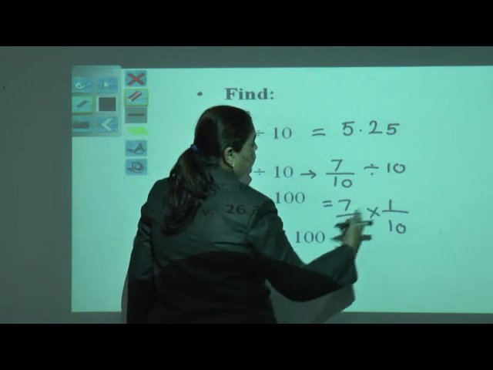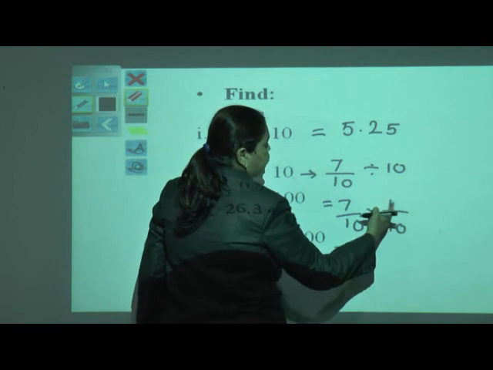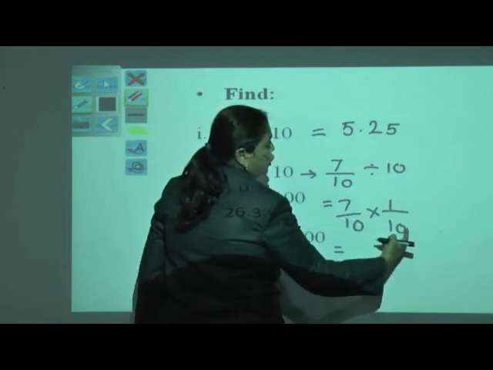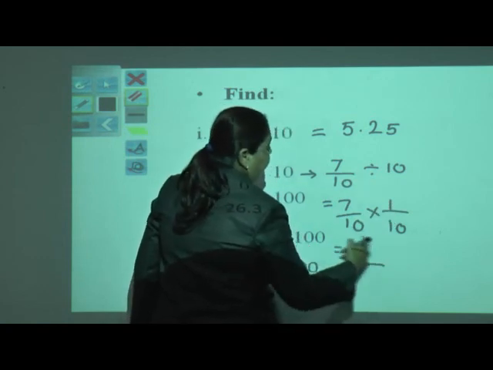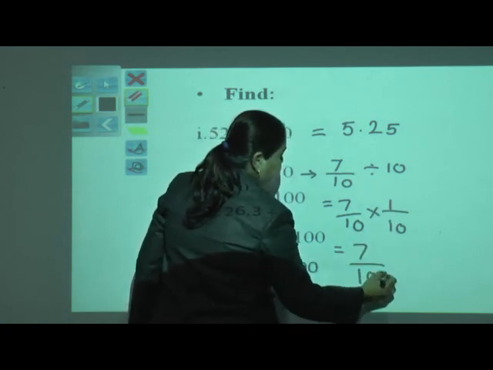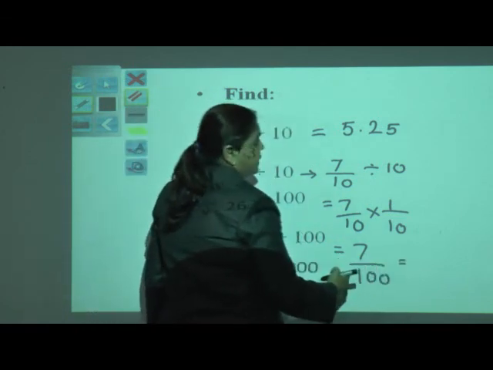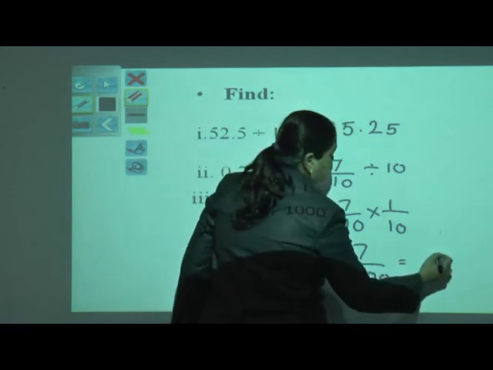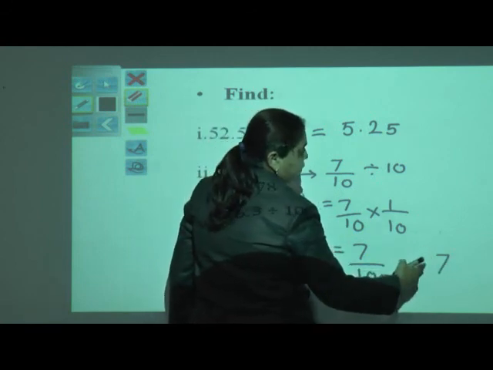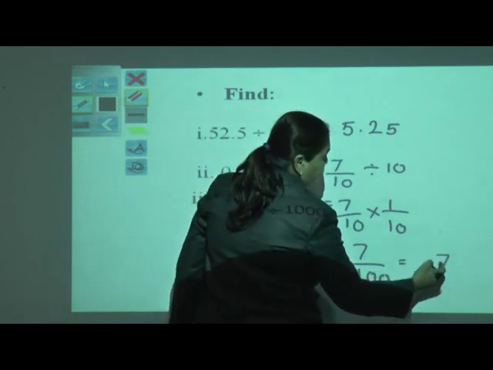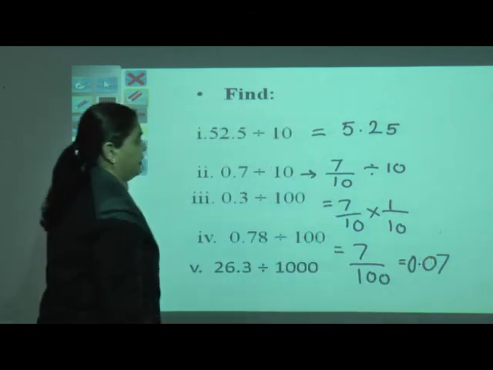So what will be here? Now we are unable to reduce, so we write as it is. In the numerator we multiply, and in the denominator we multiply. That is 7 ones are 7, 10 tens are 100. Now this fraction we can write in decimal form. The number we have is 7, and we have 2 zeros. We have to leave 2 digits from the right-hand side. This is my 1, this is my 2, and this will be 0.07.